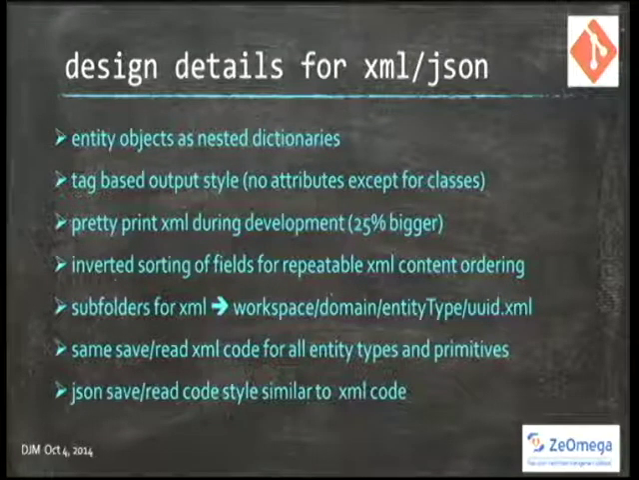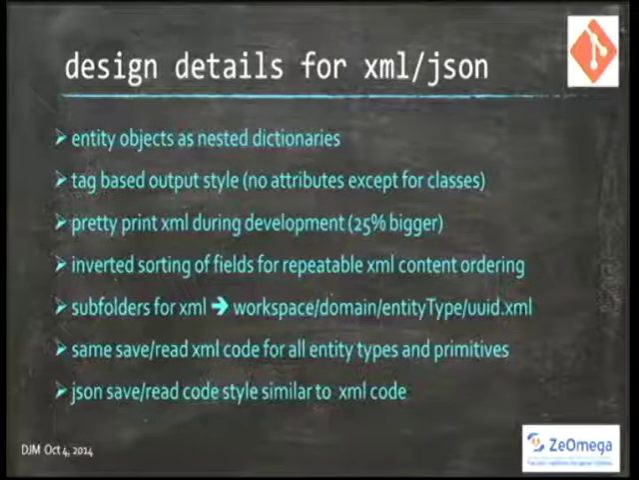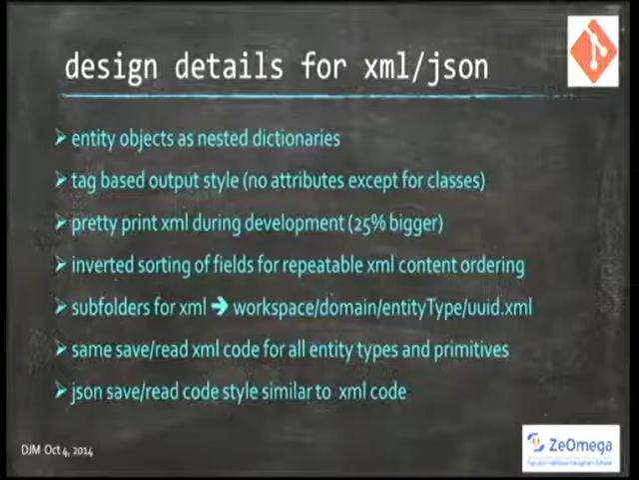And I'll show you in a second an example of a type-based, tag-based approach for the output. We're not using a lot of attributes. The attributes are more for the parser itself rather than the content, and you'll see that that works pretty well. Then we pretty print it so we can easily see what's in there during development. It's about 25% bigger when we pretty print the XML.